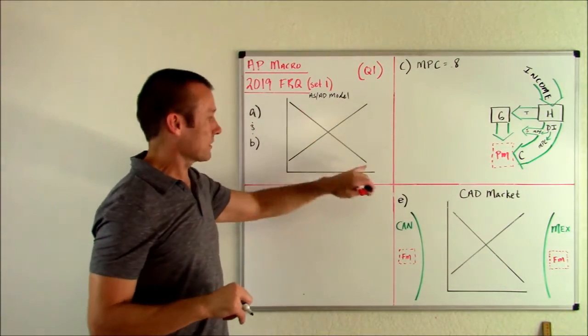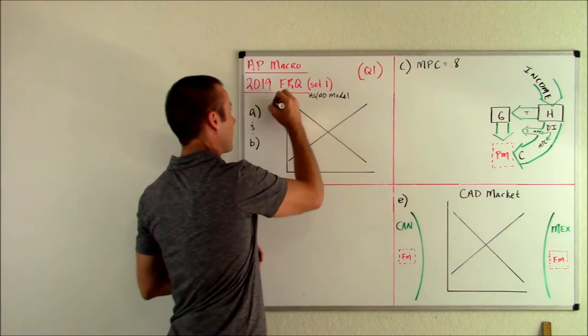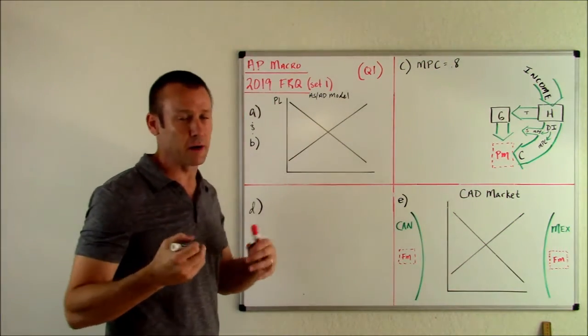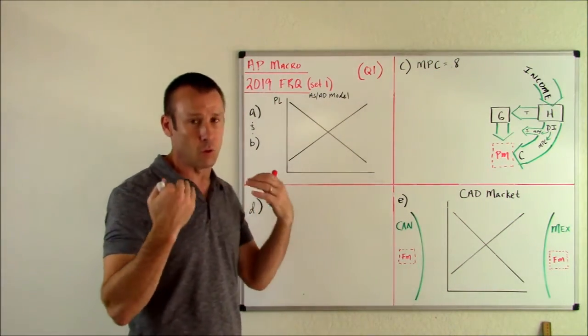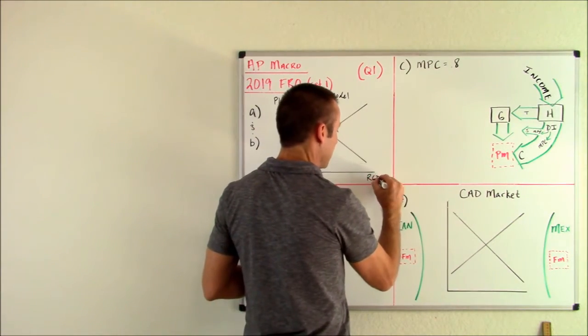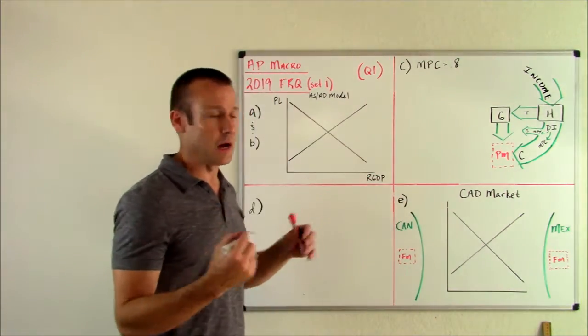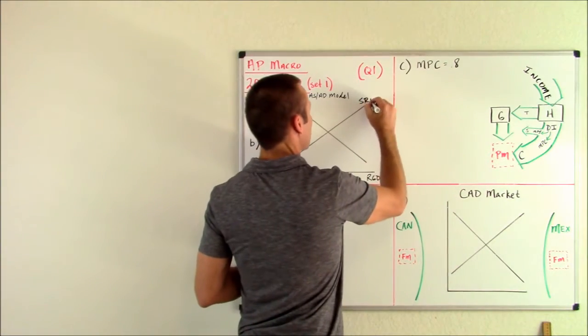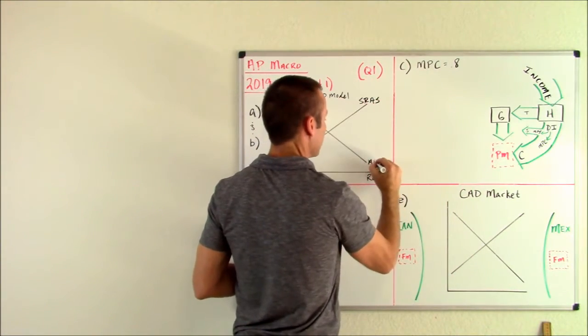Now, let's do the axes. Of course, the vertical is the price level. Sometimes people put aggregate price level. It's perfectly fine to put PL or APL, both work. This is output or real GDP. And then the upward sloping line is, of course, SRAS. The downward sloping line is AD.